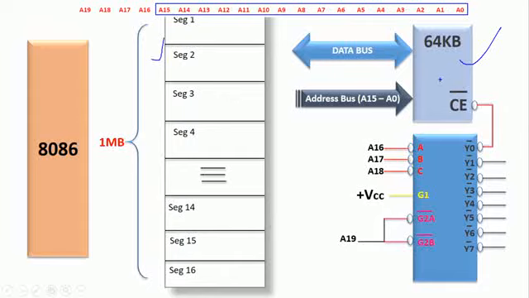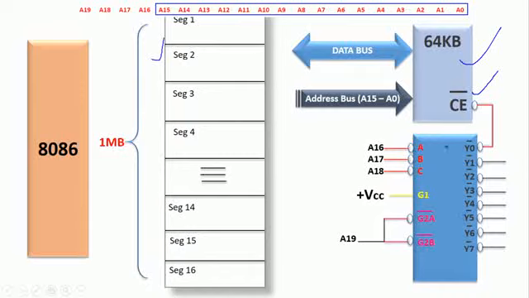Now, in order to map this particular memory device to the microprocessor, or in order to interface this memory device to the microprocessor, you are supposed to enable the chip enable signal of your memory device. Further, you are supposed to use the address decoder.